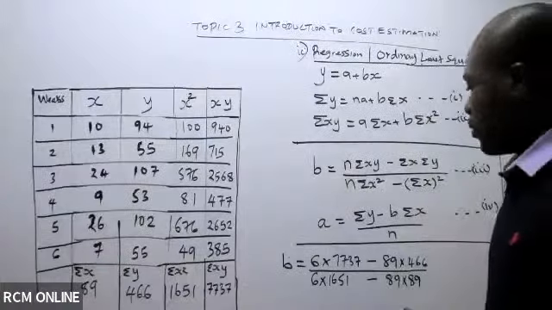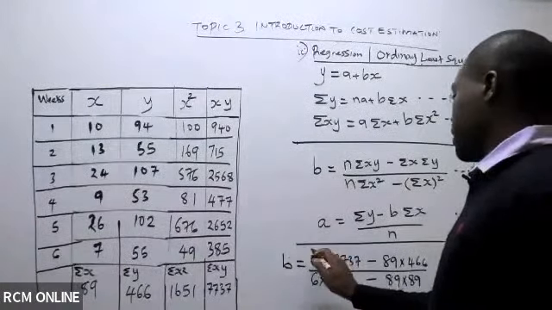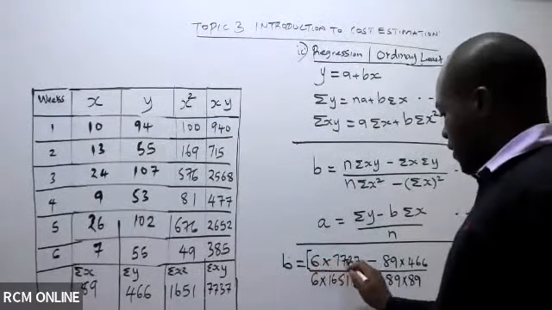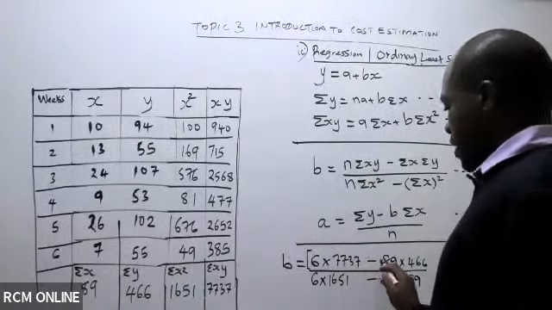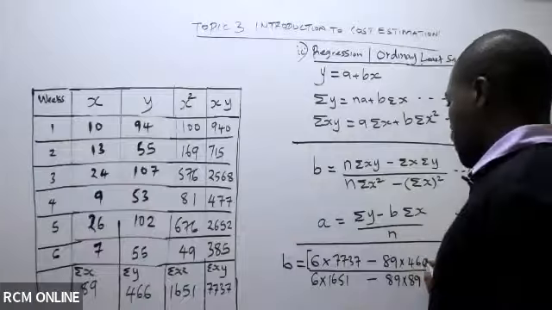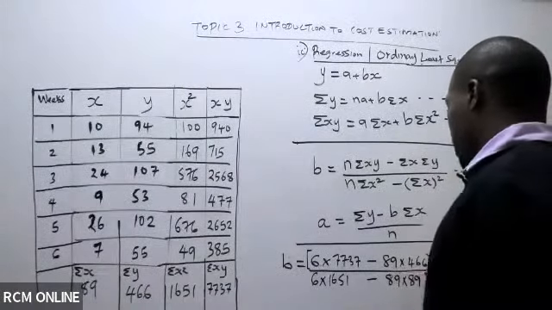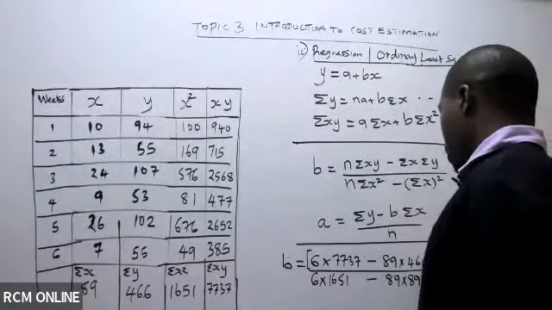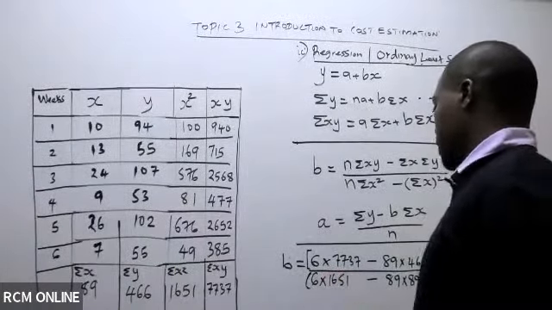Good. Now, if you know how to use your calculator, just open this bracket and write everything the way it is: 6 times 77,37 minus 89 times 466. Close the bracket. Then you say divide by. Don't even put another bracket. Just say divide by, then put all of this, or put it in a bracket still.